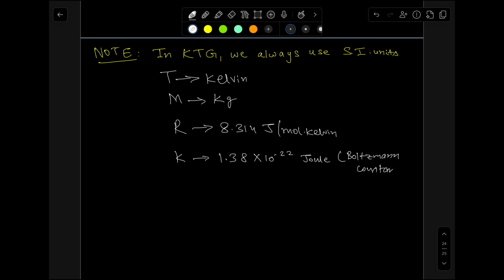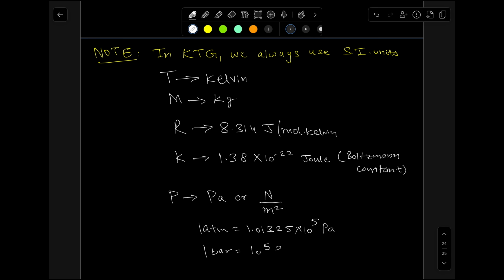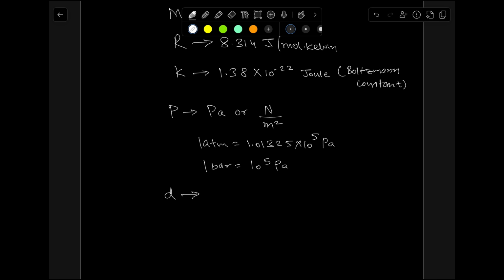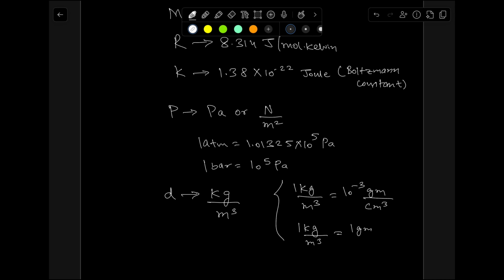K is basically R divided by Na. If you solve, we'll get this value. For pressure, we use Pascal or Newton per meter square, and for different expression of pressure, we can write 1 atm is 1.01325 into 10 raised to power 5 Pascal. 1 bar is 10 raised to power 5 Pascal. Density is kg per meter cube. 1 kg per meter cube is 10 raised to power minus 3 gram per centimeter cube. 1 kg per meter cube is 1 gram per liter as well, right?